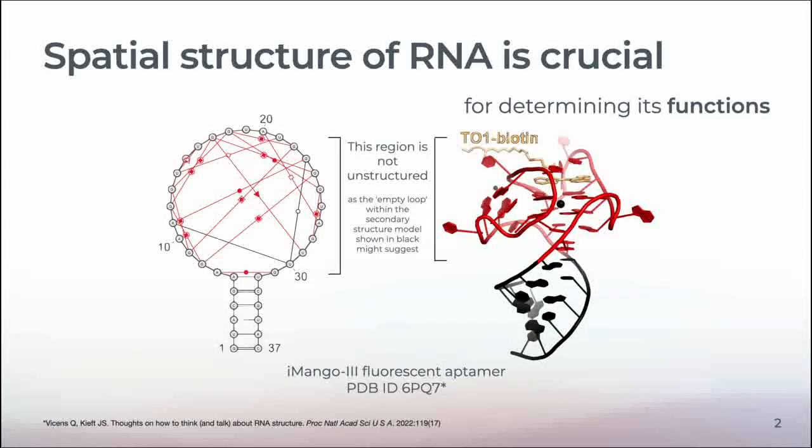The spatial structure of RNA is crucial for determining its functions. An example is Mango III, a fluorescent aptamer that contains multiple non-canonical interactions (red lines) within its functional loop that looks empty as a part of the secondary structure.